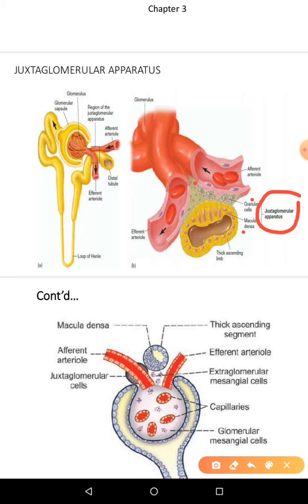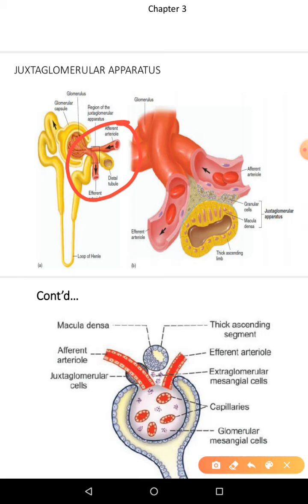Okay, they are located somewhere here. The JG cells are modified smooth muscle cells that are able to secrete renin. So, just from the knowledge of the nephron, this diagram shows exactly where these same juxtaglomerular cells are located.